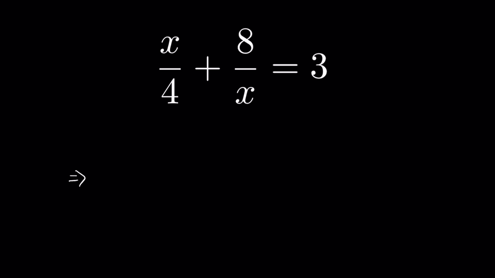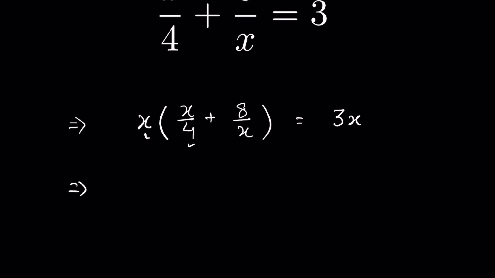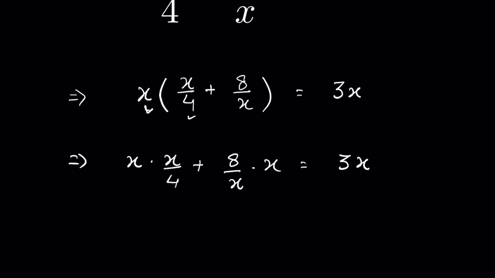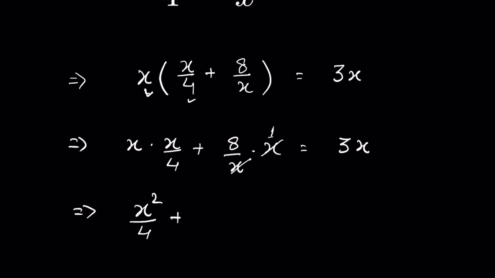Now if we multiply like this, x times x upon 4 plus 8 upon x is equal to 3x. That means this x will be multiplied to x upon 4. So x times x upon 4 plus 8 upon x, then multiplied to x. So times x is equal to 3x. Now x times x will be x square upon 4 plus this x and this x gets cancelled. x times 1 is x. 8 times 1 is 8, is equal to 3x.